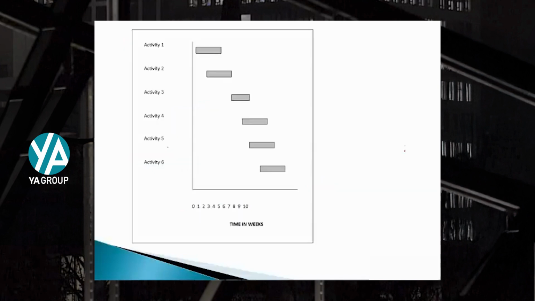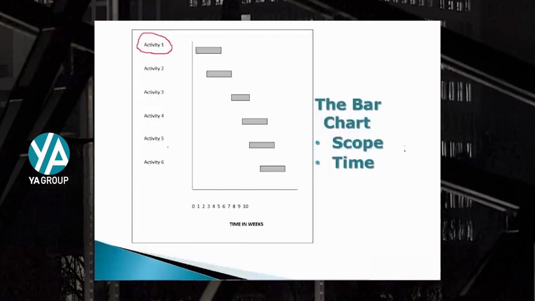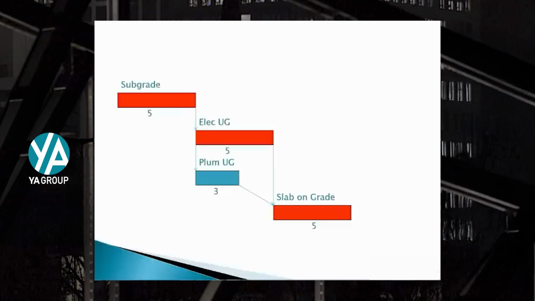Project scheduling initially started with the bar chart or the Gantt chart. In this example, you can see each activity has 2 variables: scope and time. The scope is a particular activity, an item of work that has to be accomplished. The time variable is the time frame in which that scope of work will be performed.